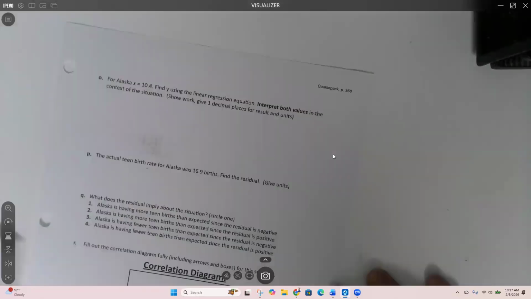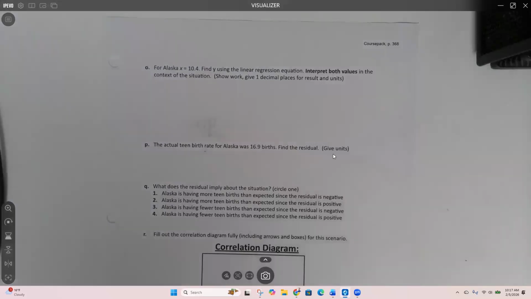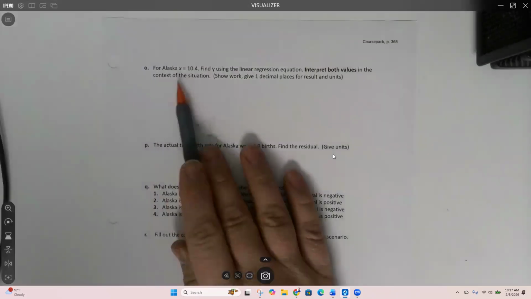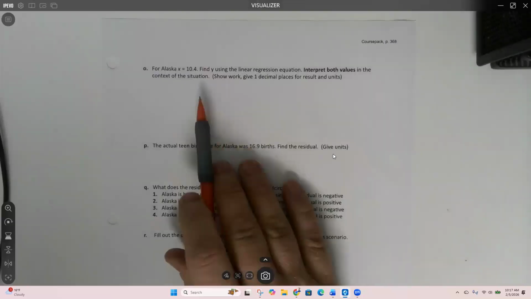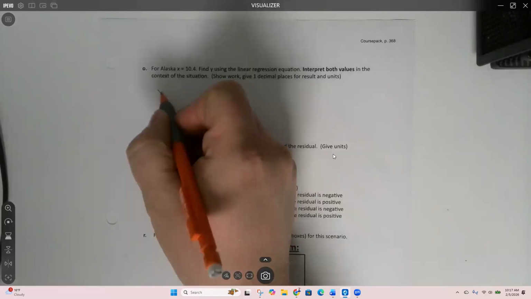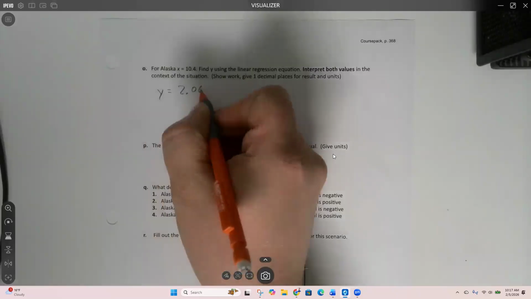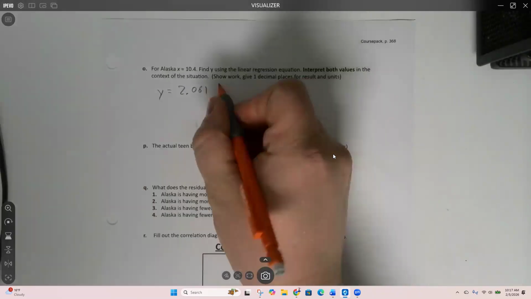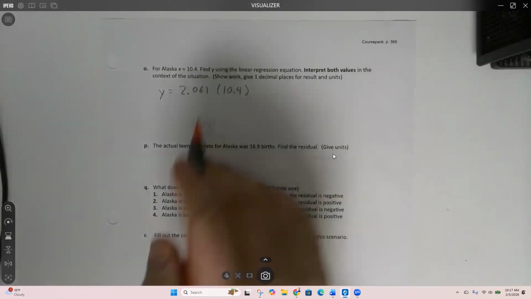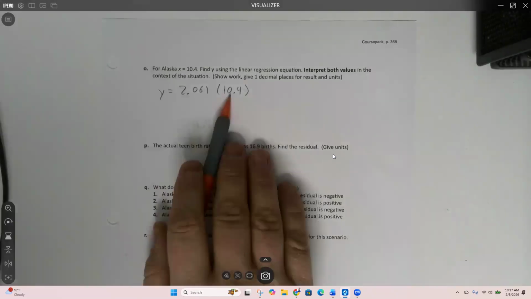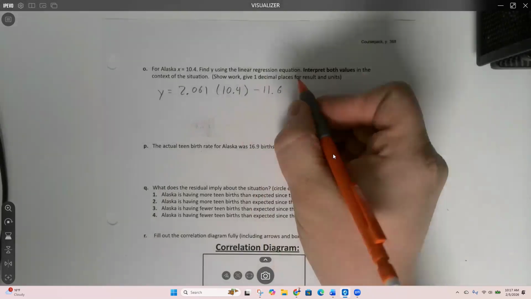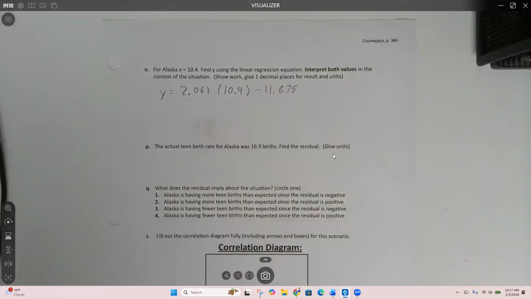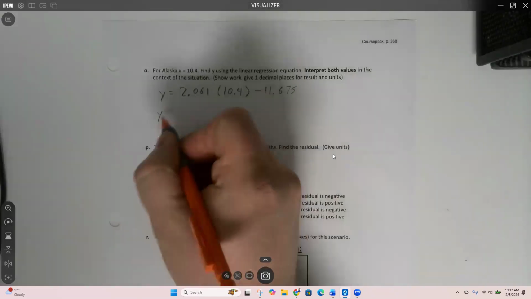Next page is page 368. We're still talking about that same data set. Alaska, x is 10.4, find the y value. Okay, so our equation was y equals 2.061x minus 11.675, and we will plug in the x value. In this case, it's 10.4. So New Hampshire, they gave us the y. Here, for Alaska, they're giving us the x. So we need to calculate what y is.